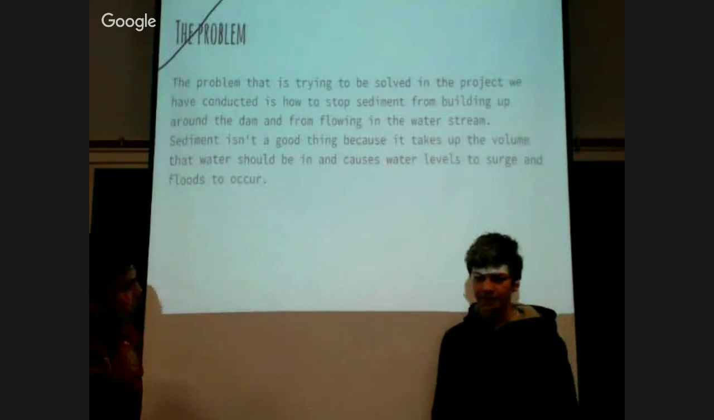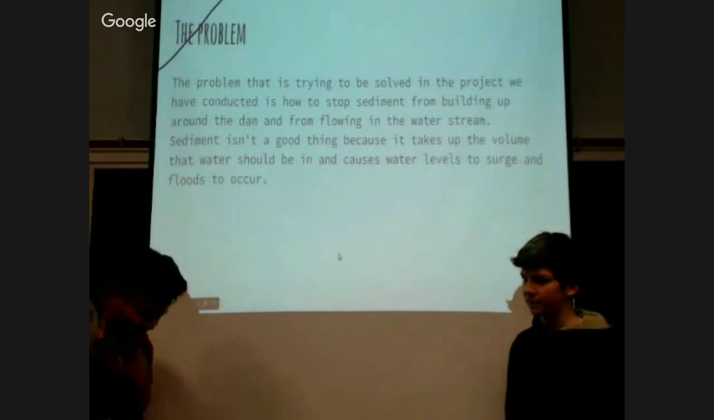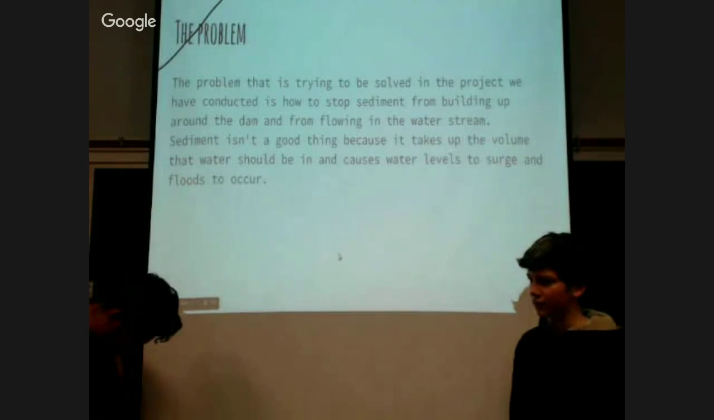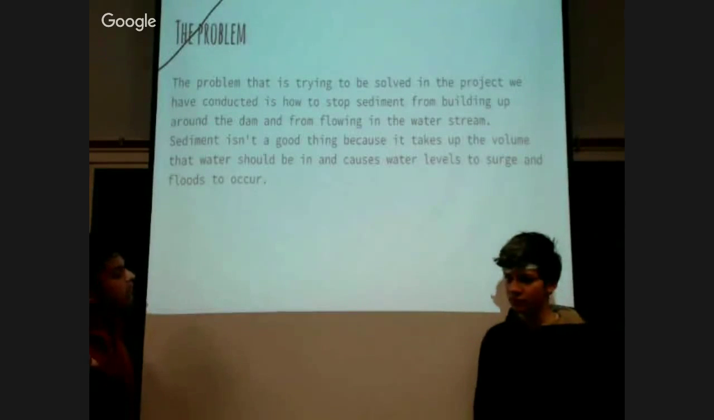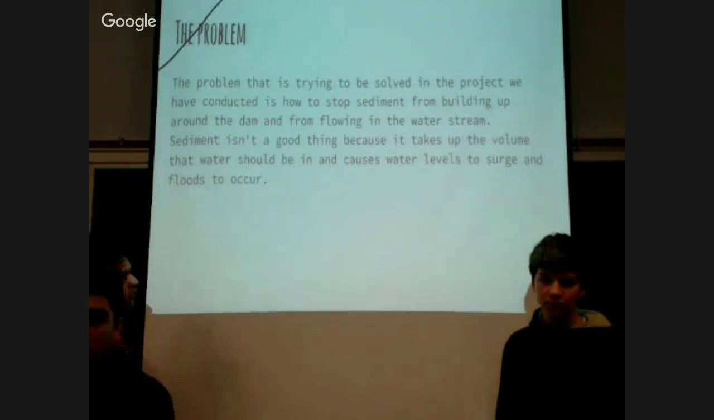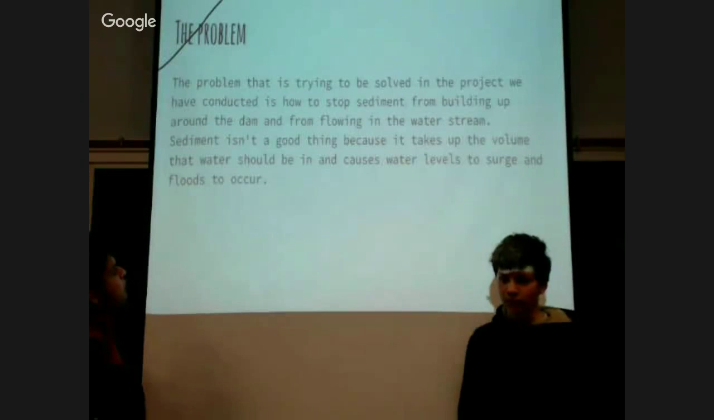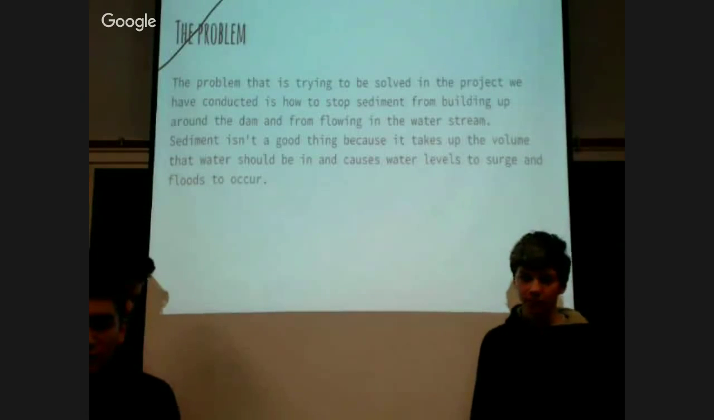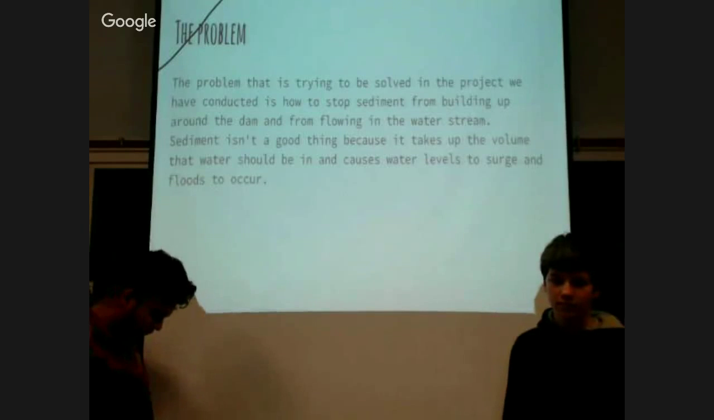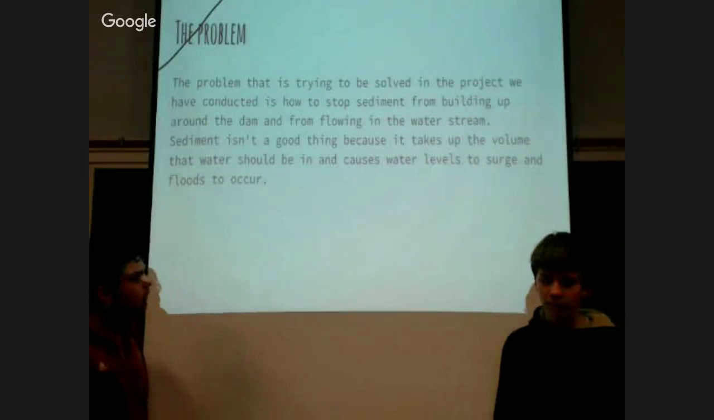The problem that we're trying to solve in this project was how to stop sediment from building up by the dams, because sediment isn't a good thing. It keeps the volume of the water down, so it causes water levels to surge and floods to occur.